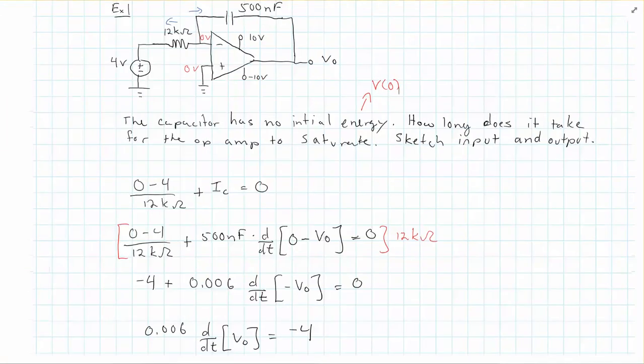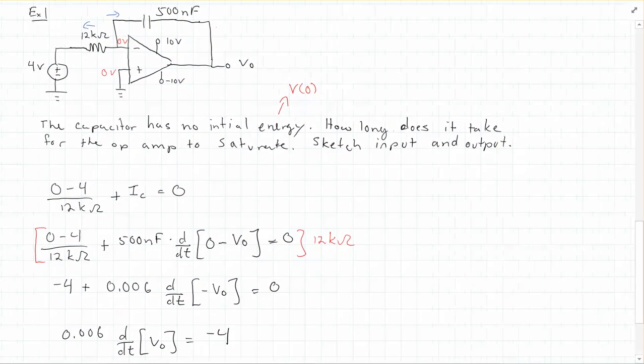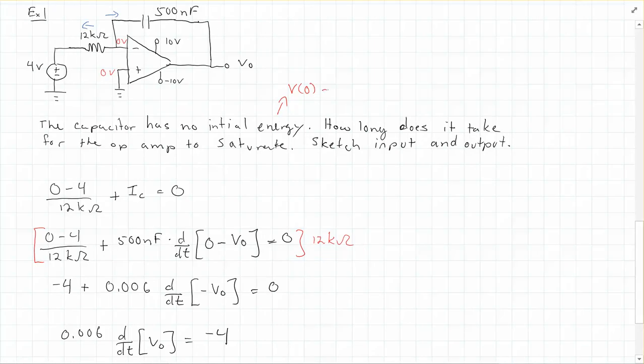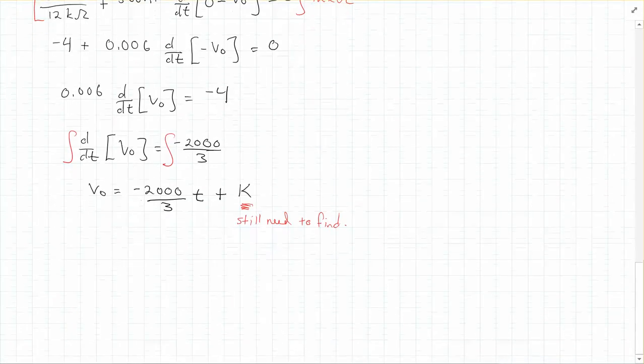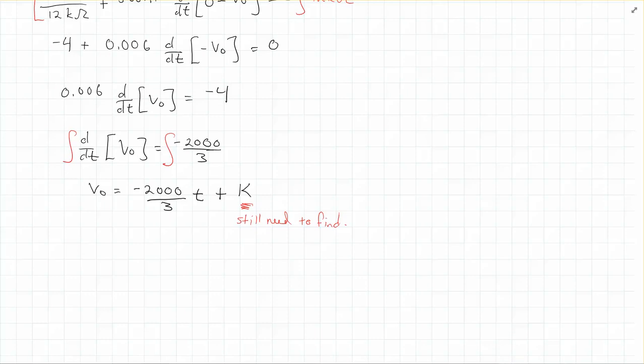I've got a hair on my tablet screen there. V at 0 is equal to 0 volts. So we can use that to figure out what the constant K is. So we have 0 is equal to -2000 over 3 times 0 plus K, which of course gives me that K is equal to 0.